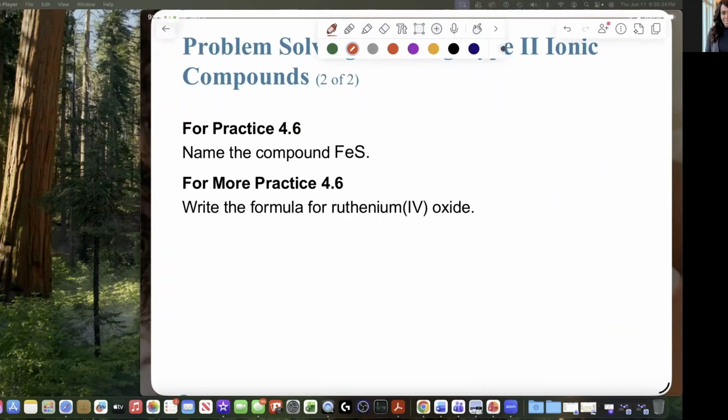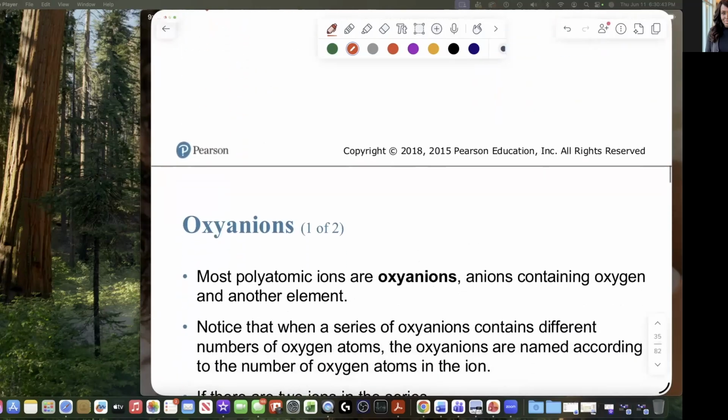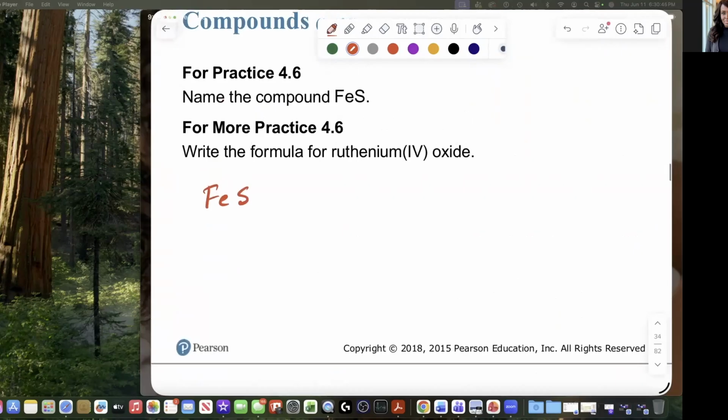Once again, I do have a goal. I don't want to make this video too long. So let's work on FeS. FeS, I will do, let's see, what comes next? Oh, okay. I will do the reverse crisscross on this one here. We have a 1 here and we have a 1 here, right? Implied. So we know the first one is positive, second one is negative.